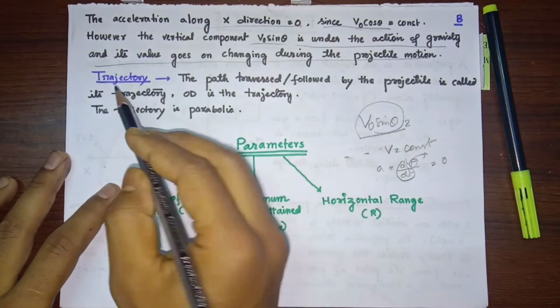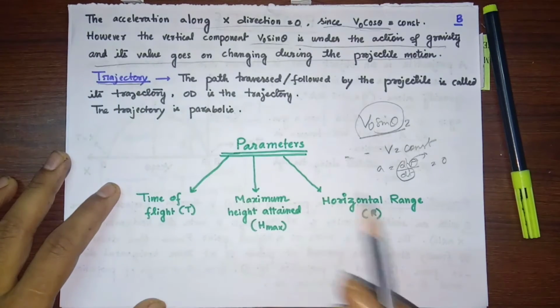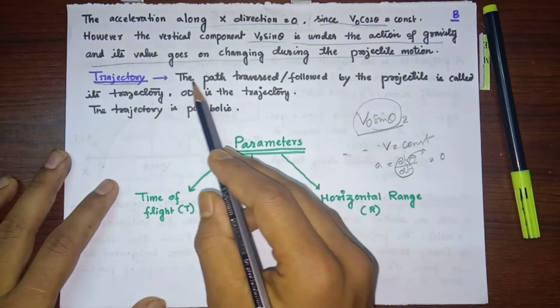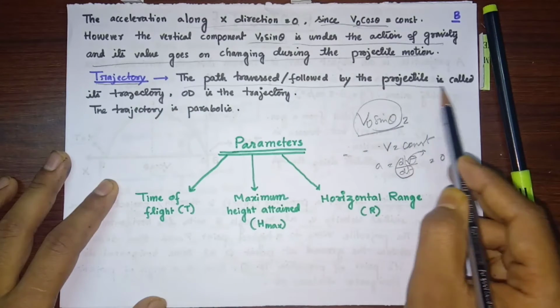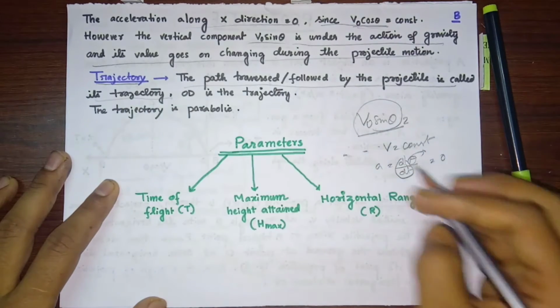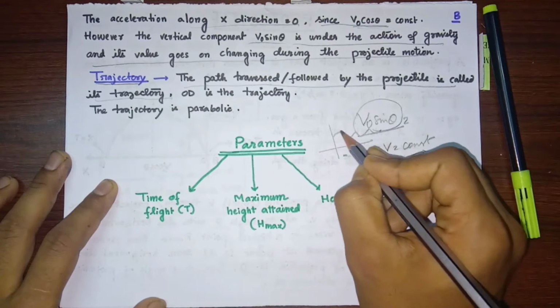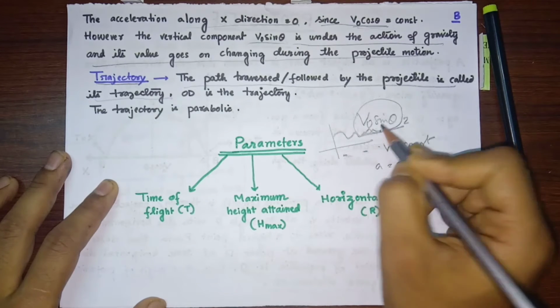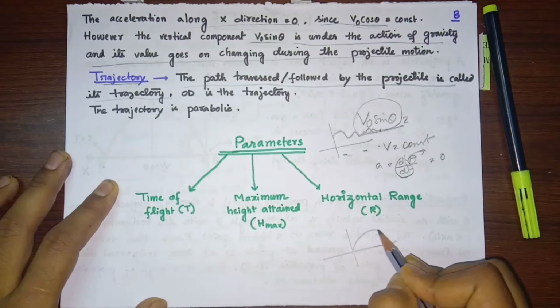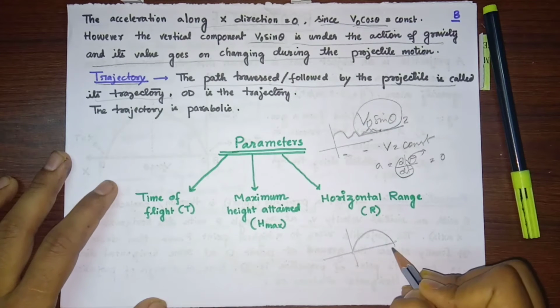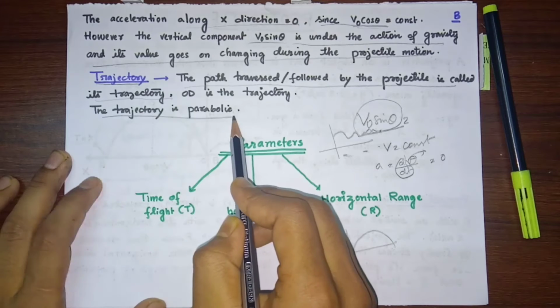Now, if we talk about the trajectory, the trajectory means the path that is followed by the projectile. If a particle traverses something, it is a trajectory. If a particle moves like this, then this path which it has followed is the trajectory of the particle. Because it follows a parabolic path, the trajectory is parabolic.